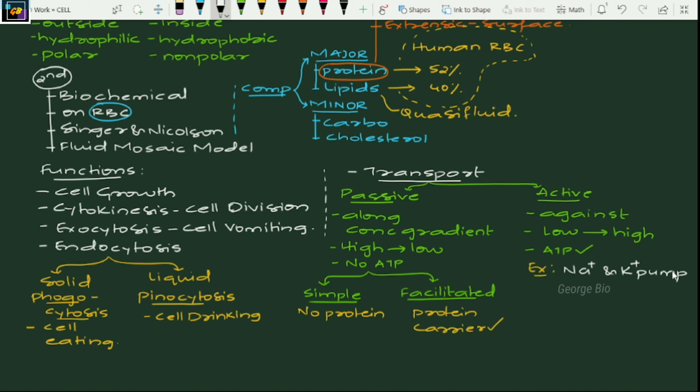So this is all about the plasma membrane. In the next session, we'll go with the endomembrane system.